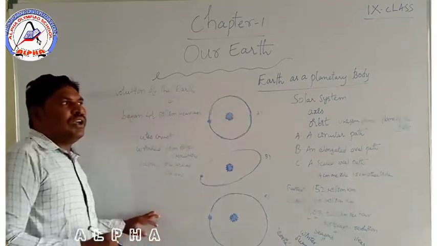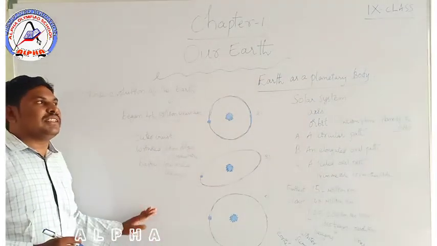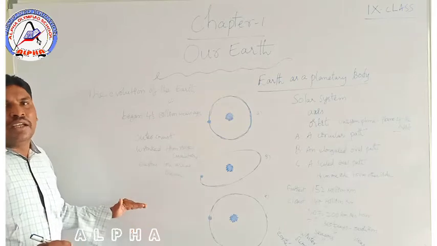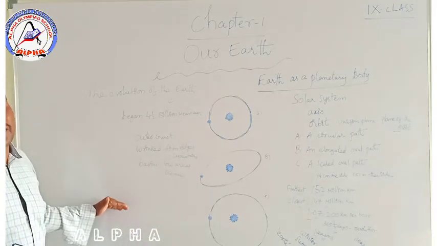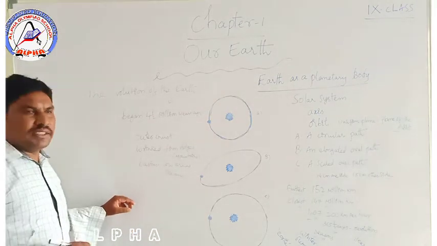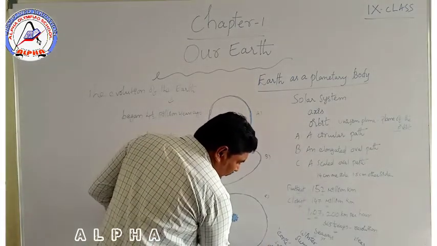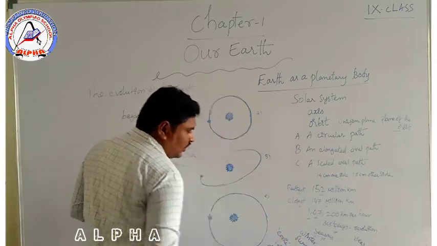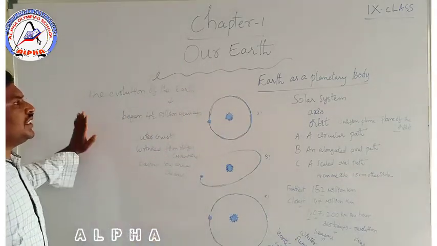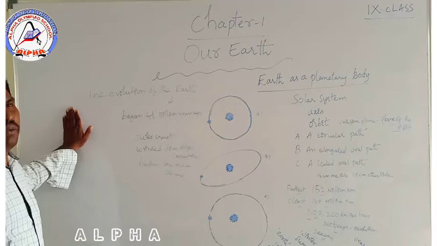Taken from this word. In English, you know that earth means sand, soil, like dry land. This is the meaning. So this is Earth as a planetary body.